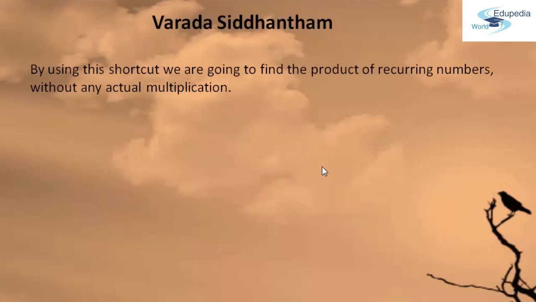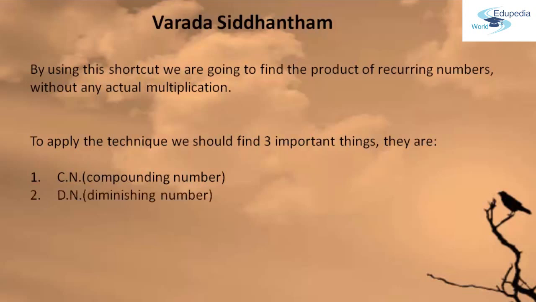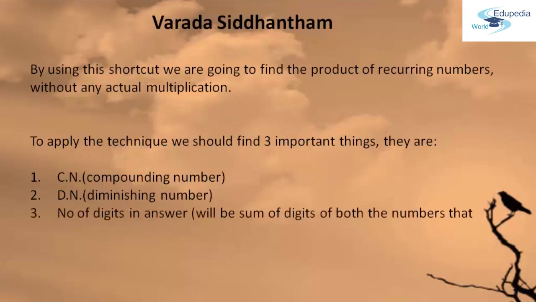So guys, before using this Varada Siddhantham Chudamani Sutram for finding the product of two recurring numbers, at first we have to find three important things which are very useful while doing the computation. The first thing we are going to find is Cn. I think you have heard of it in the previous sessions. Cn is nothing but the compounding number. The second thing is Dn, the diminishing number. You have heard about these two. And last but not least, the number of digits that are going to be in the answer.